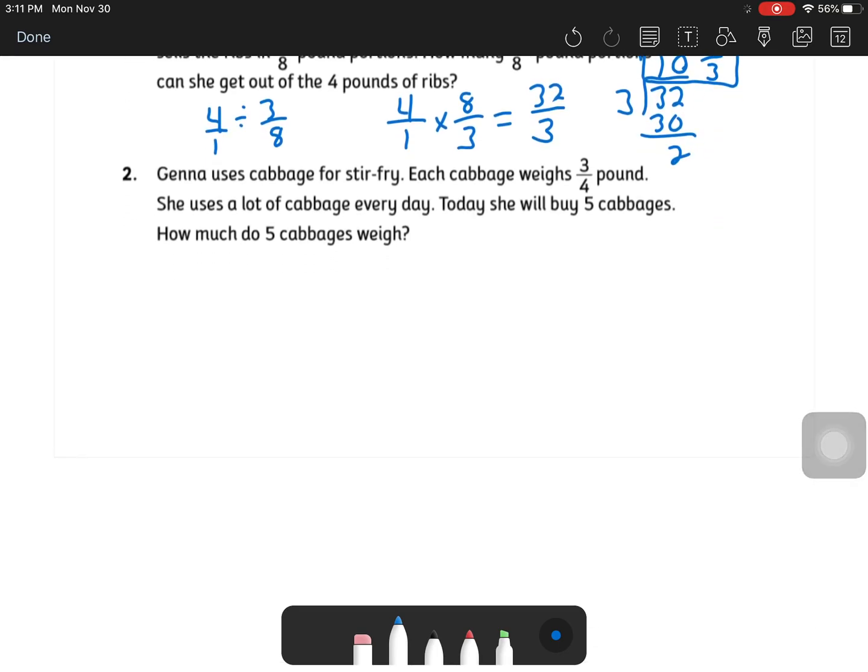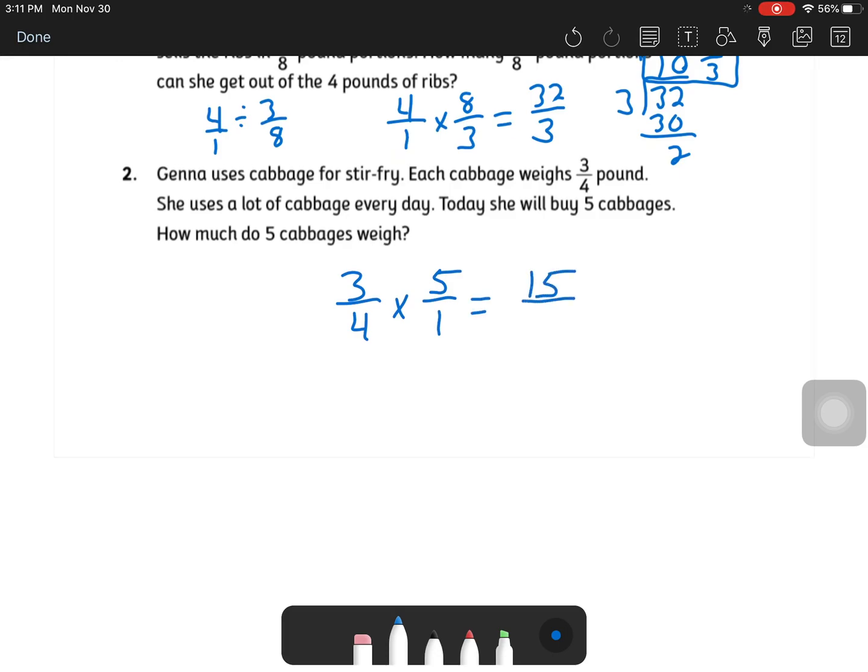Jenna uses cabbage for stir fry. Each cabbage weighs 3/4 of a pound. She uses a lot of cabbage every day. Today she will buy 5 cabbages. How much do 5 cabbages weigh? So we've got 5 cabbages, and they each weigh 3/4 of a pound. So we could add 3/4 5 times, or we could just say 3/4 times 5 over 1.